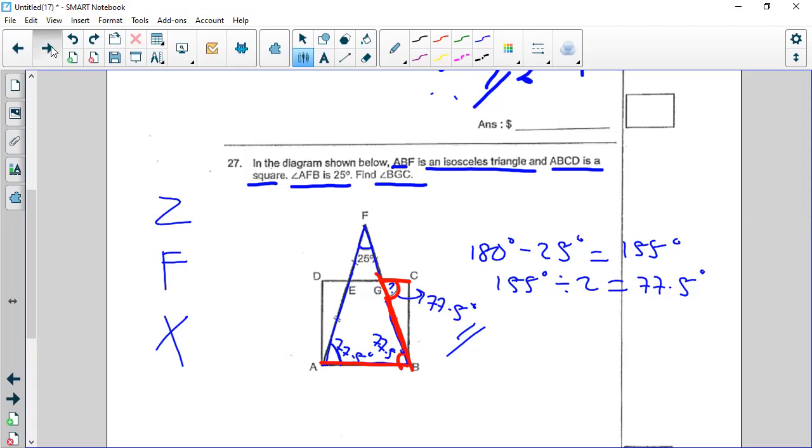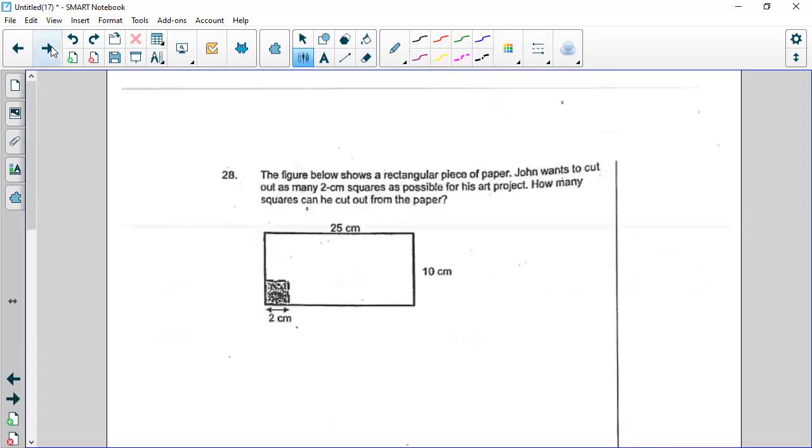Question 28. Okay, question 28. Okay, now this one is a primary 4 question. The figure shows a rectangular piece of paper. John wants to cut many 2 cm squares for his art project. How many squares can he cut from the paper? So you will have to take the length of the paper and divide by one side of the square. So 25 cm divided by one side of the square. You can cut how many? You can cut 12 squares and there's a remainder of 1 cm.